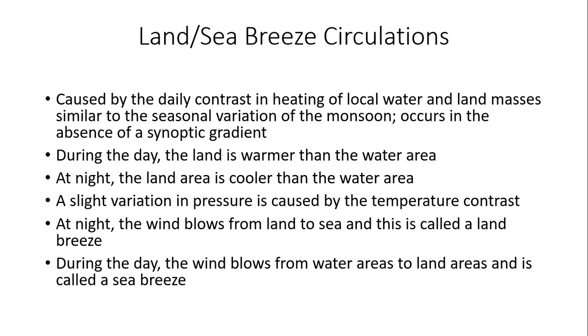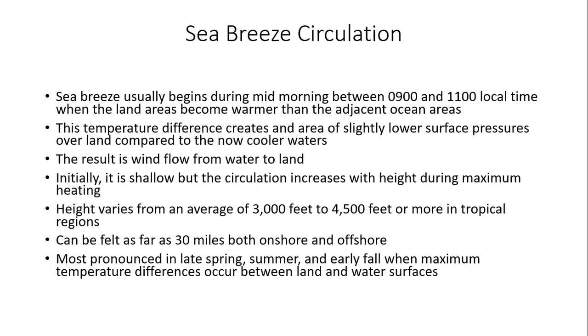So you get this slight variation in pressure that sets up on a daily cycle, and it's caused by this temperature contrast, how land heats up 5 times faster than water. So at night, the wind during a land breeze is going to blow from land to sea. And during the day, when you have the heated land, the air rises over that heated land. The cooler air comes in from the nearby water. That's called a sea breeze during the day. So sea breeze is going to be directed from the water towards the land.